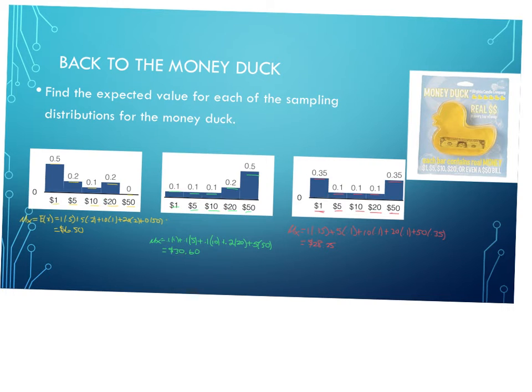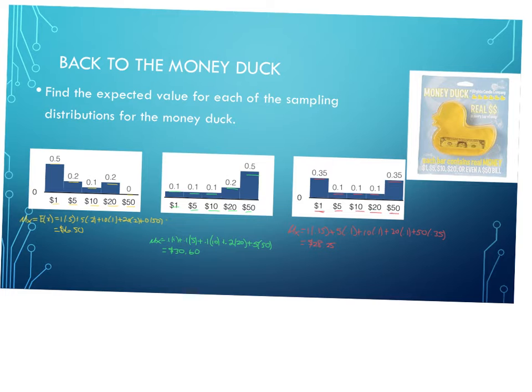So from a customer standpoint, which distribution would you prefer? Well, if it were me, I would prefer the middle one because it has the greatest expected value. From a business standpoint, which one would you prefer? I would probably say the $6.50 one.